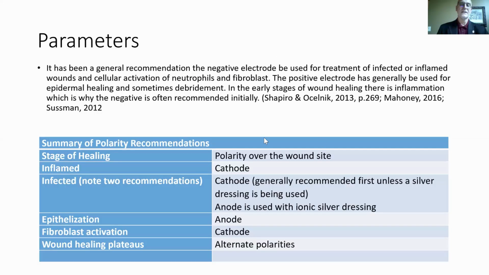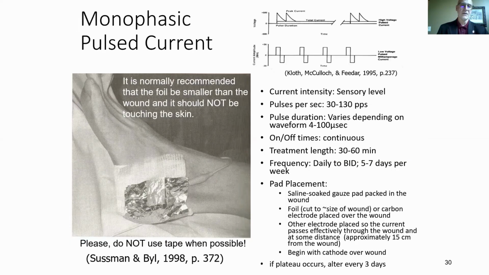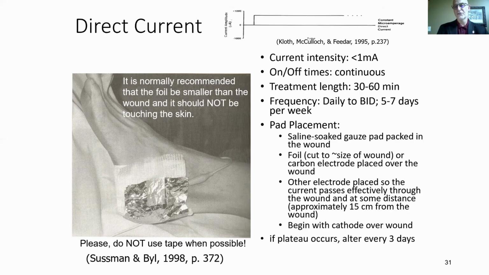So again, these are the parameters that are important. This is kind of the summary of the recommendations of what you use over it. You're using a pulsed current, which is usually called high volt pulsed current, or you're using direct current. And the parameters for when you choose the negative and the positive over the wound don't change.